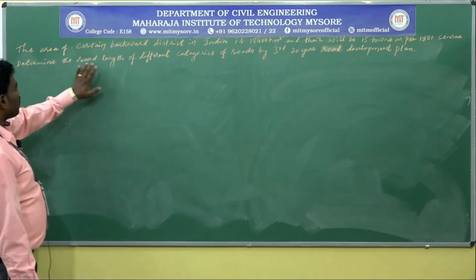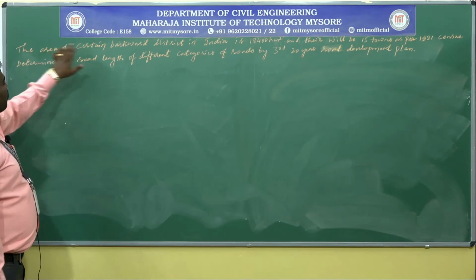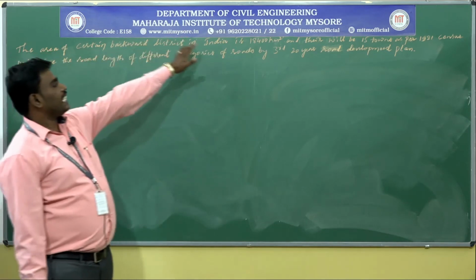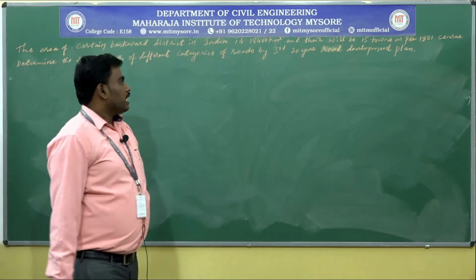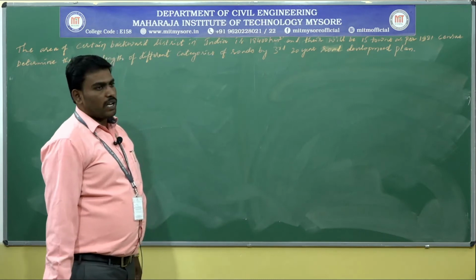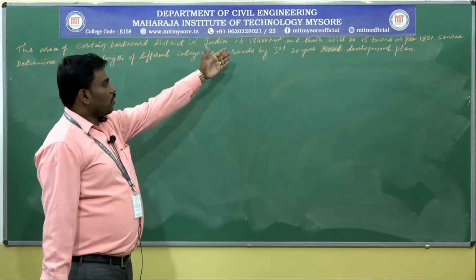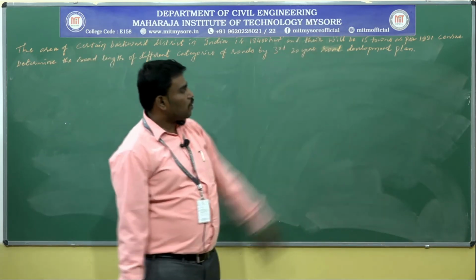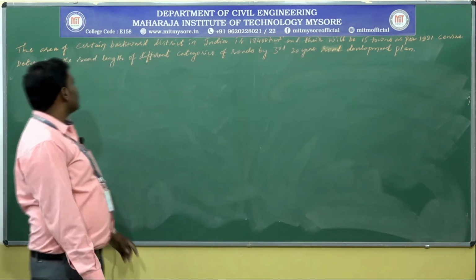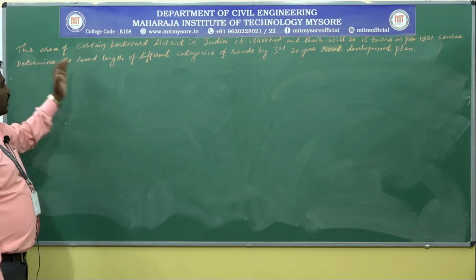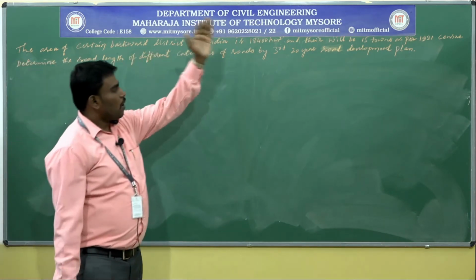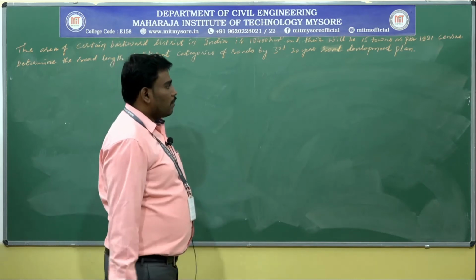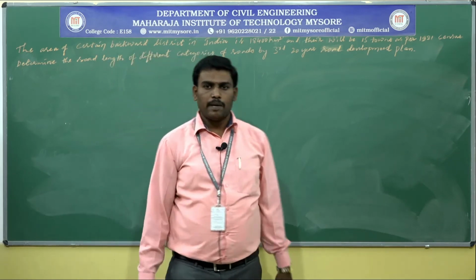So the problem statement was, the area of a certain backward district in India is 18,400 square kilometer, and there are 15 towns as per the 1981 census. Determine the road length of different categories of roads by the third 20-year road development plan.